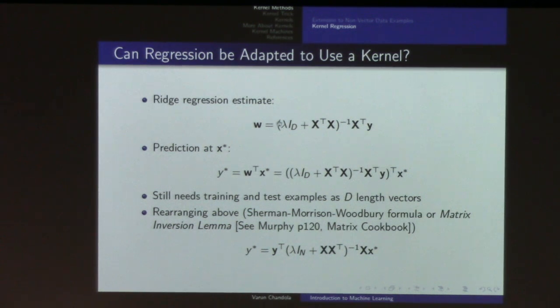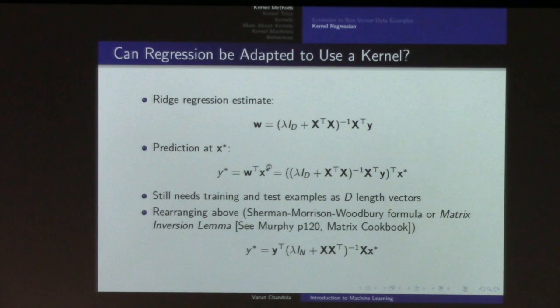So now, if this is the W that you learned from your training data, remember your training data is your X matrix, that's the input matrix, and Y are your training labels. So that's a vector. If you want to compute the prediction at X star, we typically say Y star is W transpose X star. And then instead of W, I can replace this quantity over here. So this is your Y star.